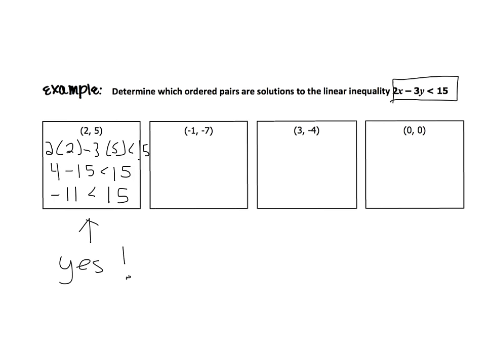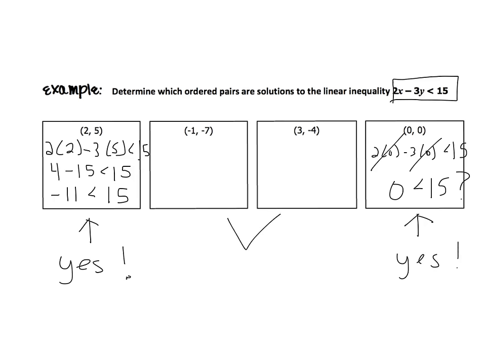Let's try 0, 0 because that one's really easy. Zeros make your life much easier. So 2 times 0 minus 3 times 0 is less than 15. So these go away, right? 0 minus 0, so is 0 less than 15? And we know the answer there is going to be yes. So you guys can test out those two on your own.